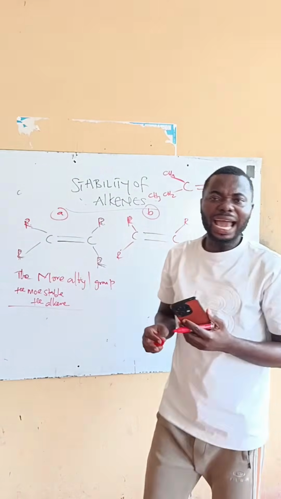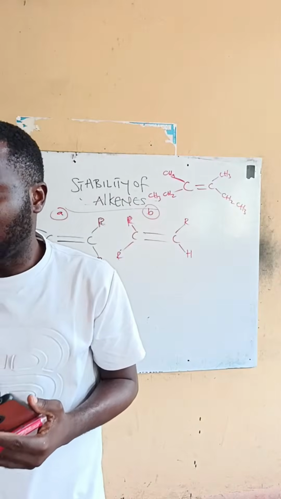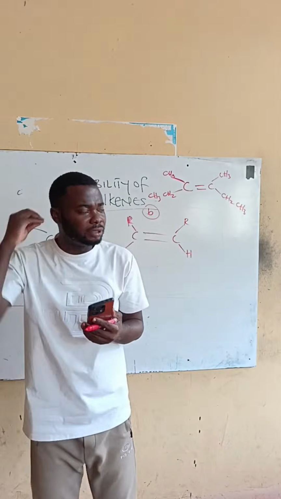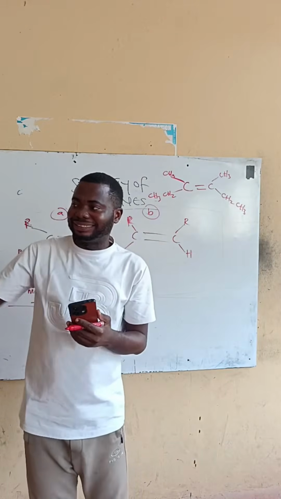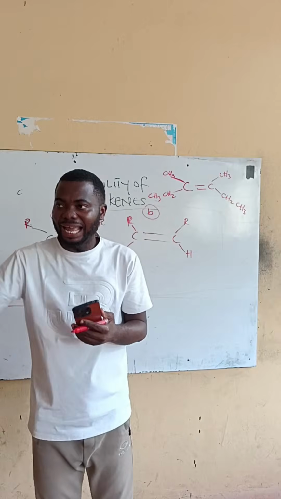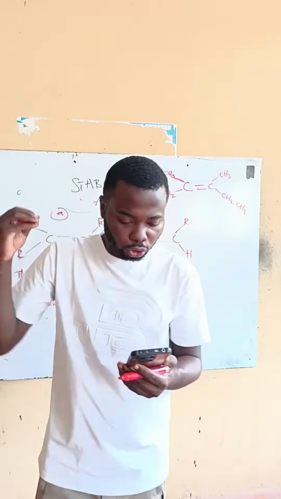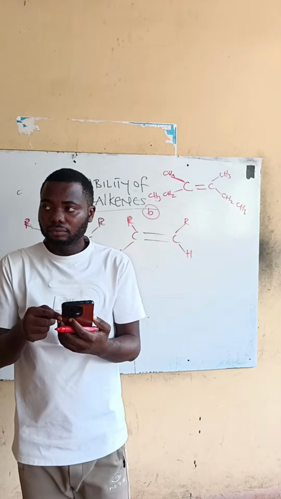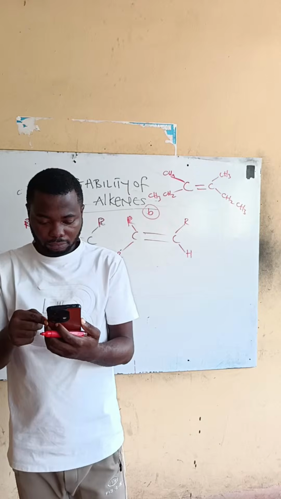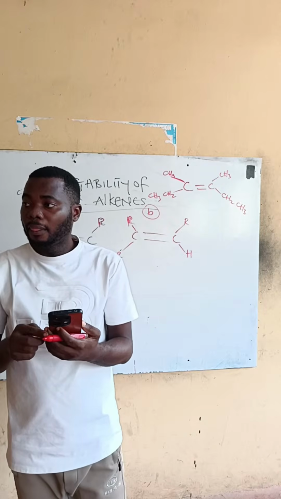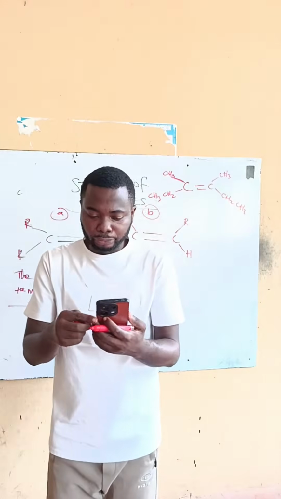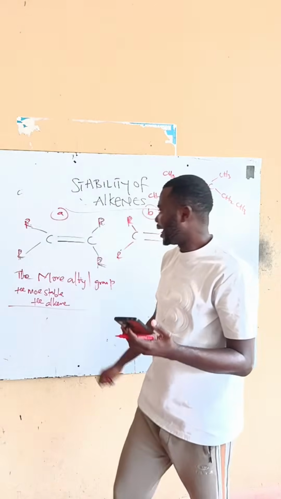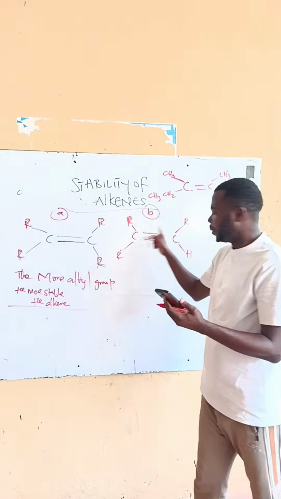Now in chemistry, anything that is stable normally has less energy. Any compound that is stable, everybody should put that down in your notes. Any compound that is stable will have lesser energy. Put that down in your notes. Every compound that is stable will have less energy. Is that okay?